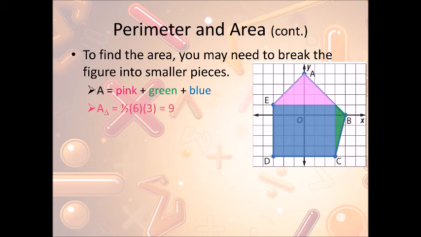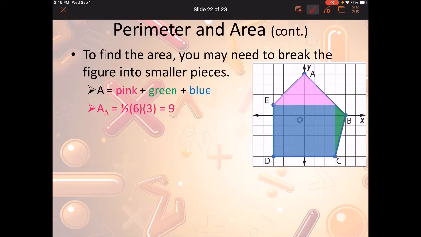Well, that pink triangle, I know the formula is 1/2 the base. My base is 6. My base is going from point E directly over to this point here. That's a length of 6. And my height, again, needs to be perpendicular. So it's going from point A straight down perpendicular to my base. And that has a height of 3. So the area of that portion is 9.